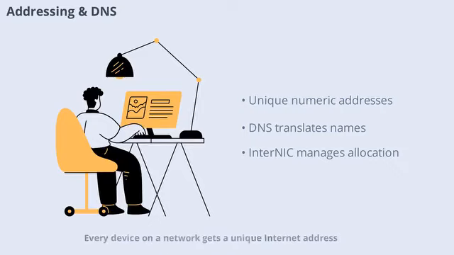Every device on a network gets a unique internet address made up of 4 bytes separated by periods, like 136.102.233.49. The first part identifies the network while the rest points to the specific device. Assigning these addresses is managed by organizations like InterNIC, which consider things like geography and organization type. But remembering numbers is tough, so we use the Domain Name System, or DNS. DNS translates easy-to-remember names into those hard numeric addresses. Whenever you type a website name, DNS is working in the background to connect you to the right place.